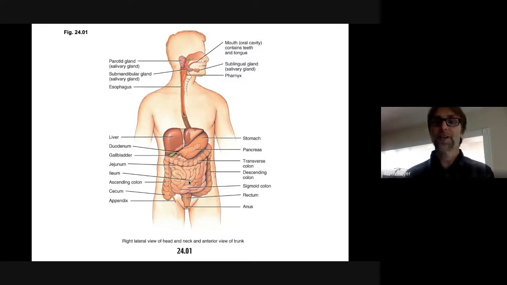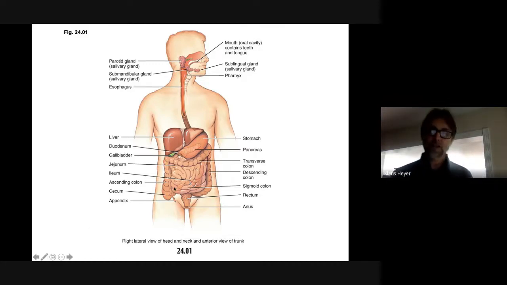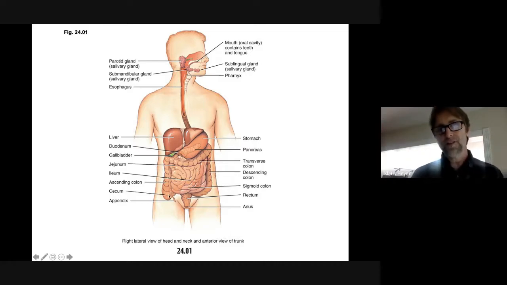So absorption. This is where absorption happens, in the small intestine. Then the food moves into the large intestine. So the large intestine starts right down here. See where your appendix is? That's where it starts. And it goes up, it transverses, going across, and then it descends, going down, and then it does this little sigmoid thing.